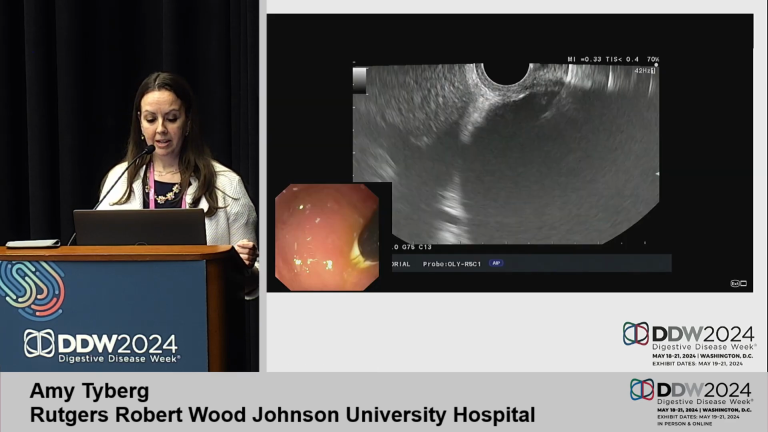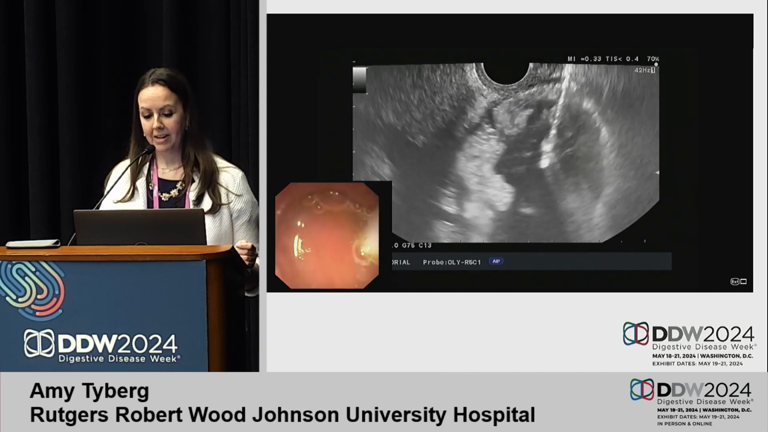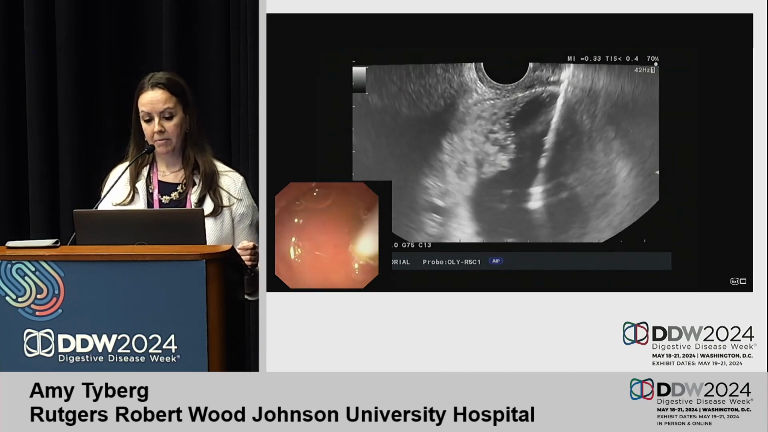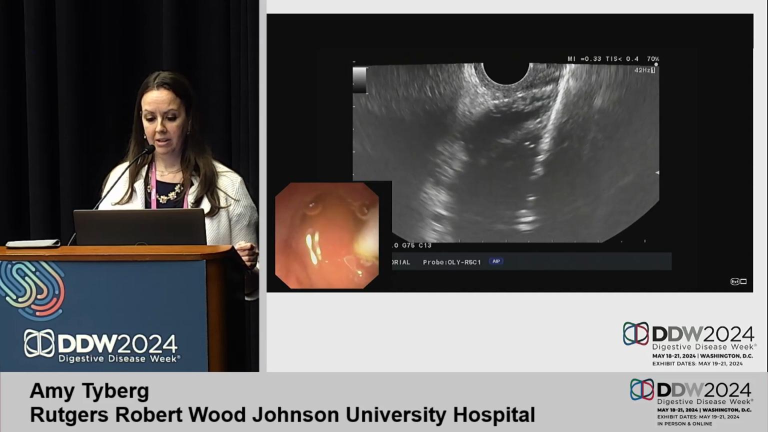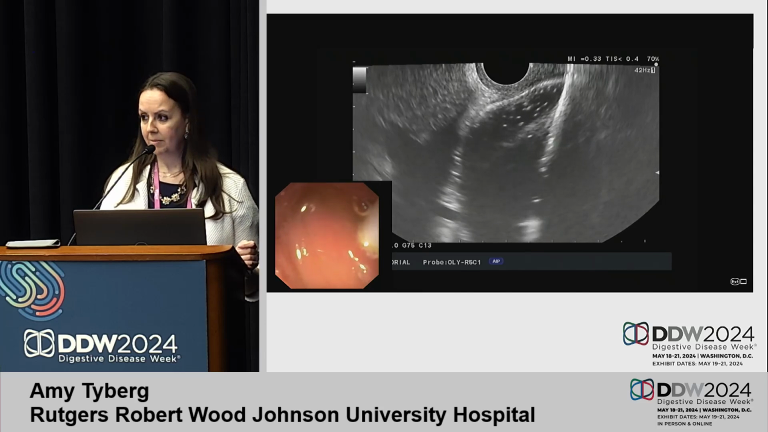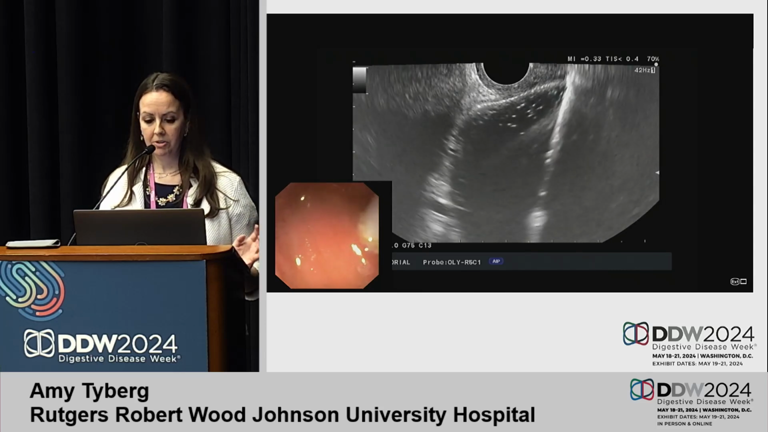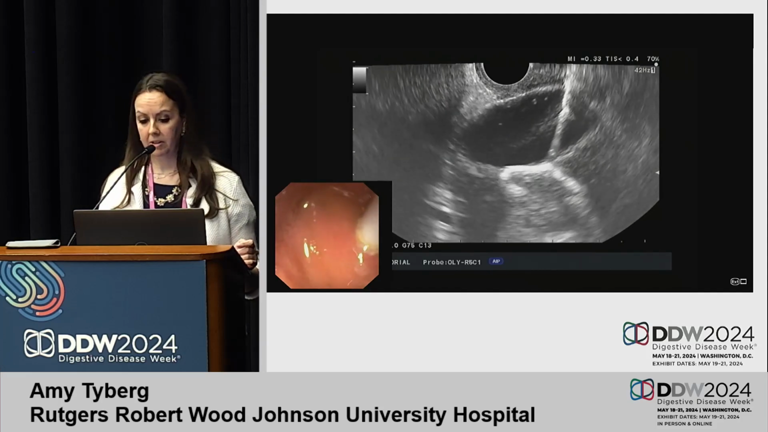So when we, let's see if this will play. So this is what it looks like here. Here you can see the fluid collection on endoscopic ultrasound is this anechoic area here. We're using a lumen opposing metal stent that was just mentioned earlier. And here you can see this is the distal flange being deployed right in the middle of the collection.